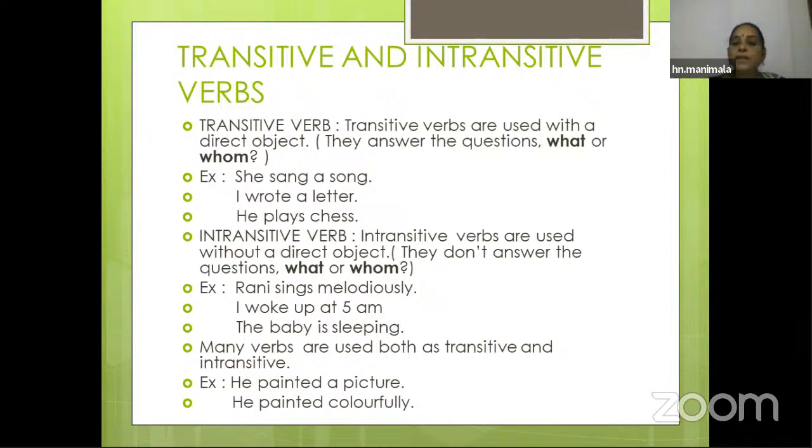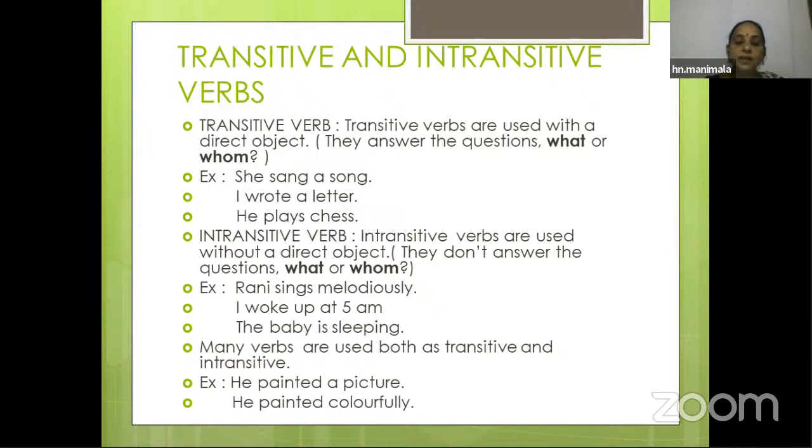I woke up at 5 a.m. Here also there is no object. It is answering when. The baby is sleeping. What is the baby doing? Sleeping. Where? On the bed. It is not given at what place it is sleeping. It is only that the baby is sleeping. The action is continuing and without an object. There is no object here. So in these kinds of sentences we have used the verbs intransitively. It's an intransitive verb. But there is no rule that every verb should have a fixed type.